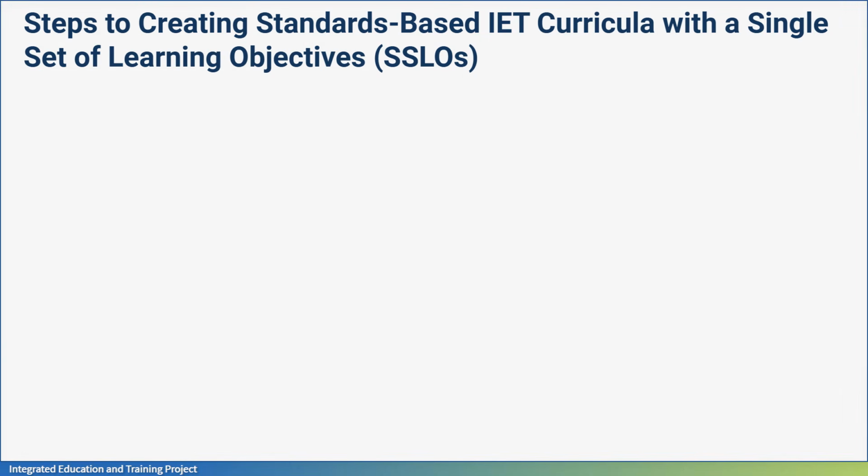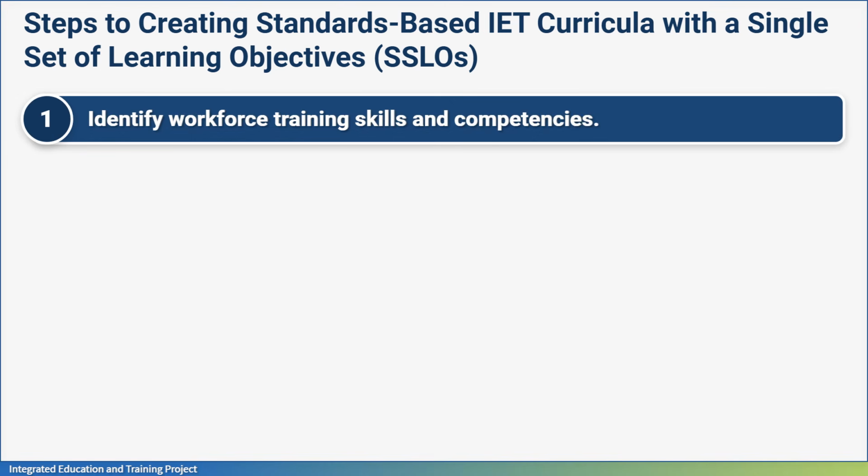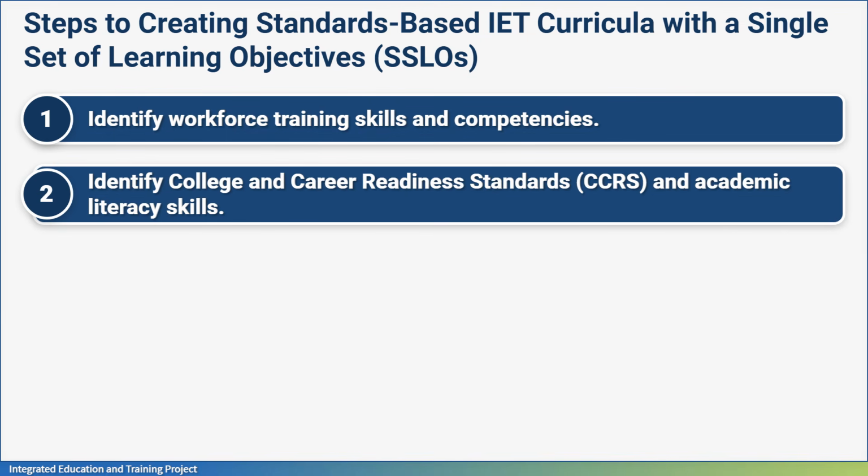There are many ways to develop a single set of learning objectives. Here is one example of how most standards-based IET curricula in Pennsylvania are created. First, IET team members, including instructors and employer representatives, identify and agree on the workforce skills and competencies. Second, the adult education instructor takes the lead of identifying the college and career readiness standards, or CCRS, and academic literacy skills that support the IET.